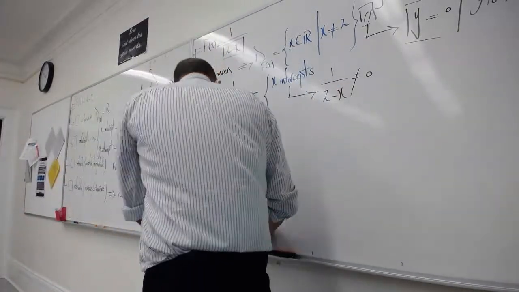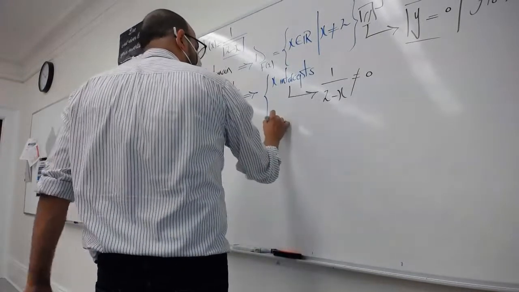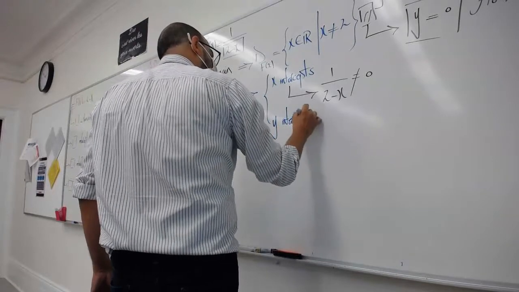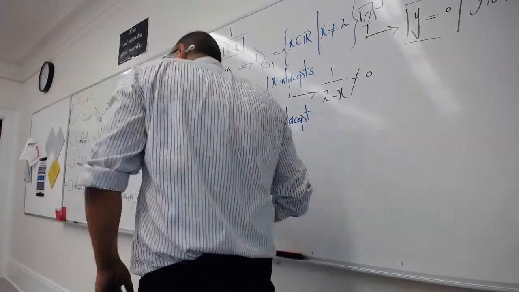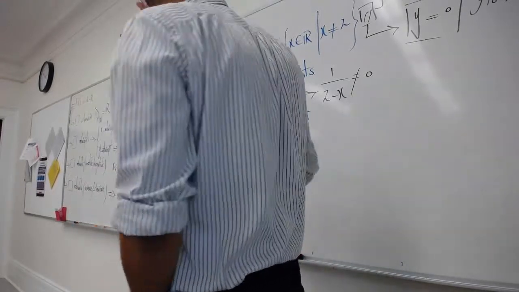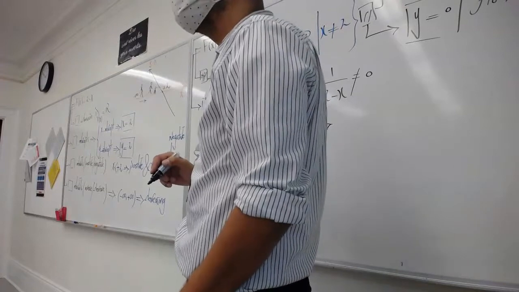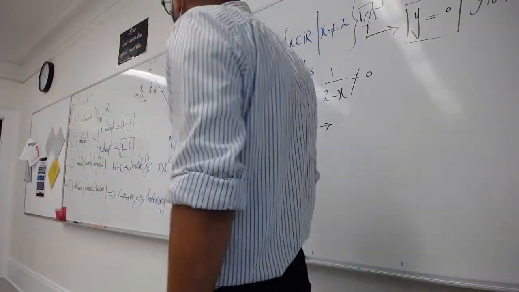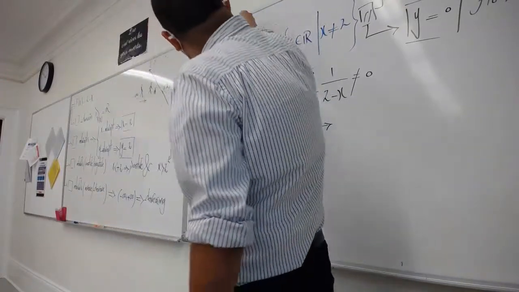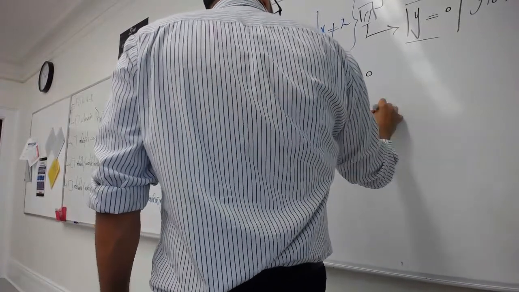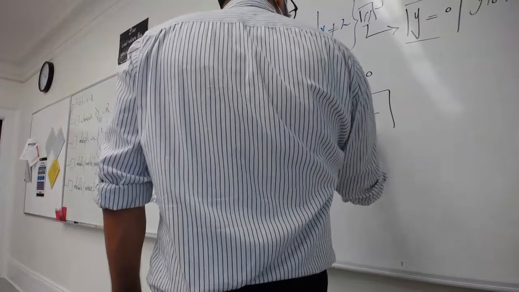How about the y-intercept? Do I have a y-intercept? For the y-intercept, I put x equal to 0, then I find how much y is going to be. If I do that, I have 1 over 2 minus 0, which is 1 over 2. Then 1 over 2 becomes my y-intercept.